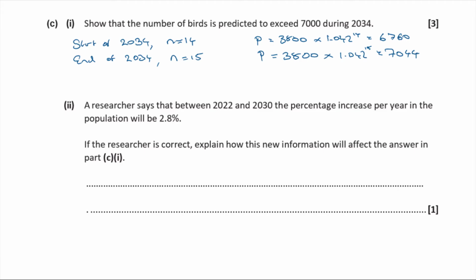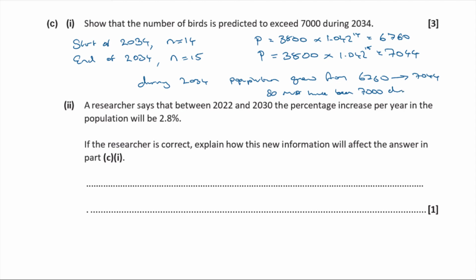Okay, so because it's slightly below and slightly above during 2034, the population grew from 6,760 to 7,044, so it must have been 7,000 during 2034.